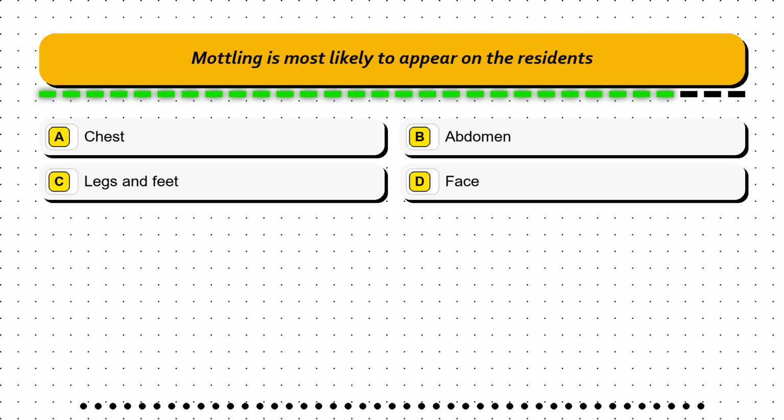Question 31. Mottling is most likely to appear on the resident's: Option A, chest. Option B, abdomen. Option C, legs and feet. Option D, face.